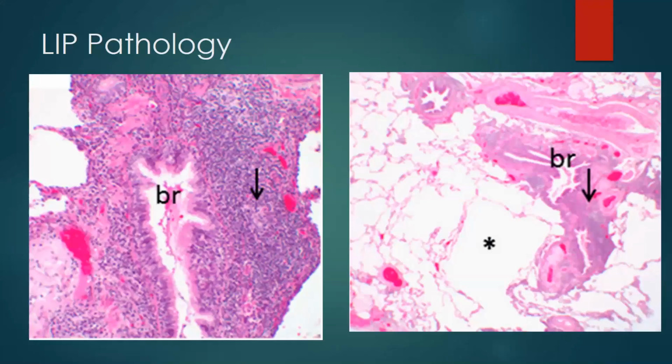So in terms of a histologic slide, we see a bronchiole with the BR, with a bunch of what looks like B cells, germinal center surrounding that area. And then expanded out, you see a cyst form with the star. And that gives you an idea of what's occurring.